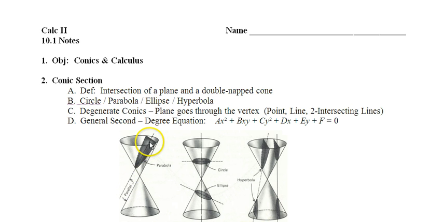And here's our parabola. The plane that is intersecting is going to be parallel to the side of your double-napped cone. And then the ellipse, here's our ellipse, so that just isn't parallel to the base when it intersects. And then your hyperbola, there are two different situations. The one that we deal with is typically this one on the right, where the two branches are going to be equal, but there's also this situation as well where they don't have to be the same.